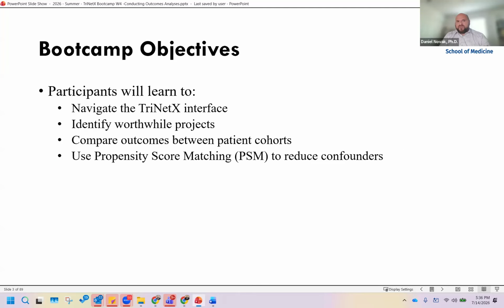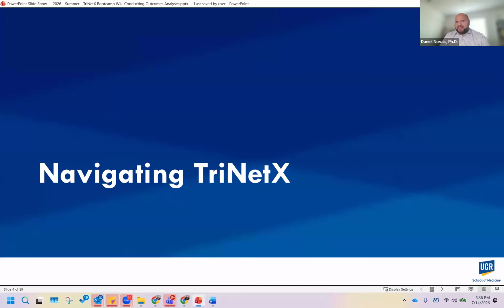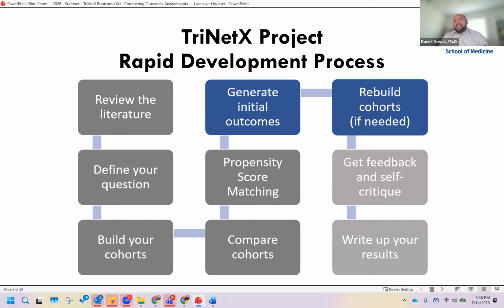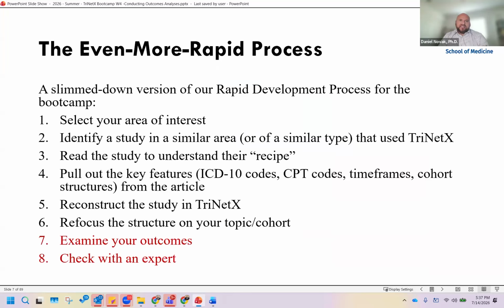We're moving through our objectives to discuss propensity score matching again, and we're going to continue on with navigating TriNetX. As we've talked about before, week 4, we're now building our house in my clumsy metaphor of foundations and houses. Last week, we talked about propensity score matching and choosing an analysis tool, and this week, we're going to talk about stats. If you're following along in the rapid development process, you will be generating initial outcomes and rebuilding cohorts if needed. And in the even more rapid process, you'll be examining your outcomes and checking with an expert to determine how well things are going.